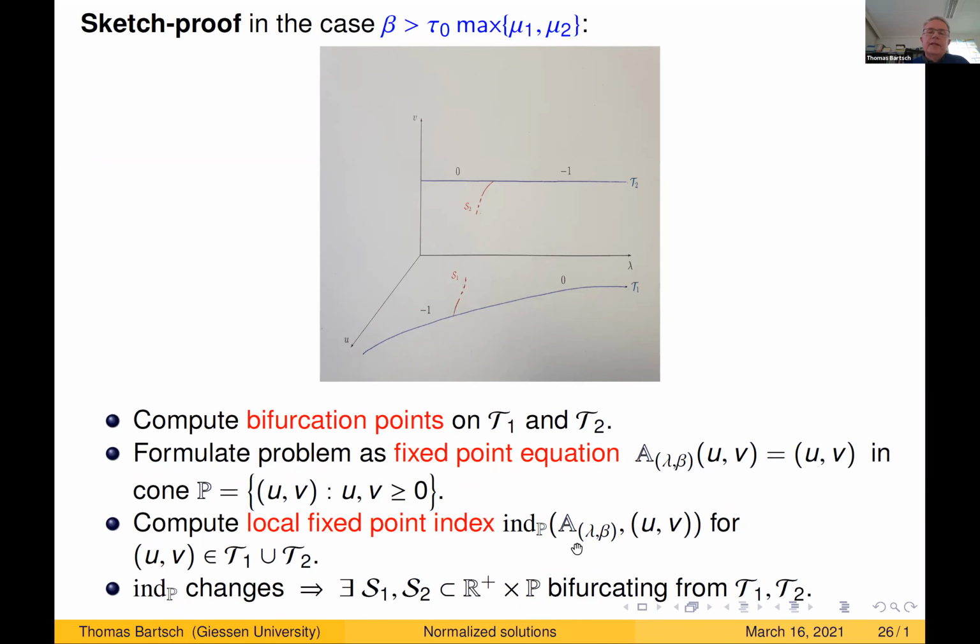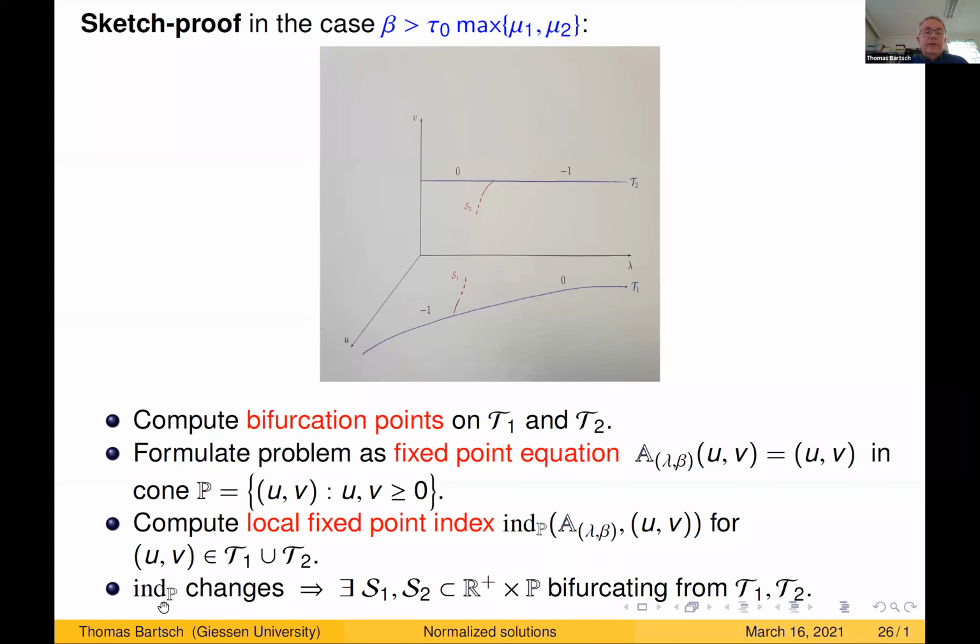So this is a descendant of the Leray-Schauder index. And if this fixed point index changes, then there's bifurcation of solutions, and the bifurcation goes into the positive cone. In the end, it's a kind of degree type argument when it actually has global branches.